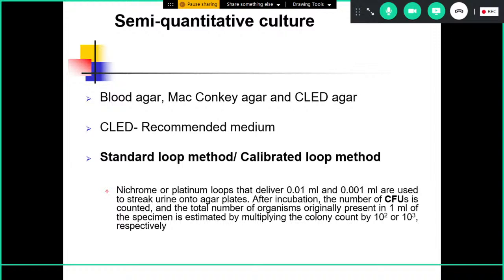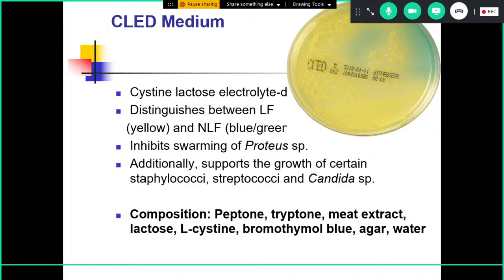What are the media that are used for urine culture? We can use blood agar and MacConkey agar in combination, or we can use a single medium, which is CLED medium. Now, what is this CLED medium? CLED medium is cysteine lactose electrolyte deficient medium. Being electrolyte deficient, it does not allow the swarming of Proteus. CLED medium is a differential medium. It will distinguish LF from NLF, just like MacConkey.